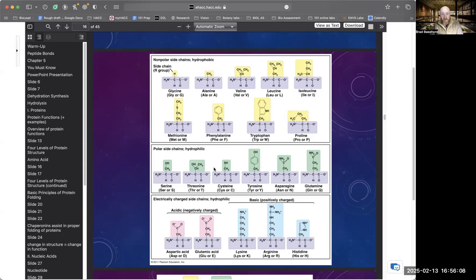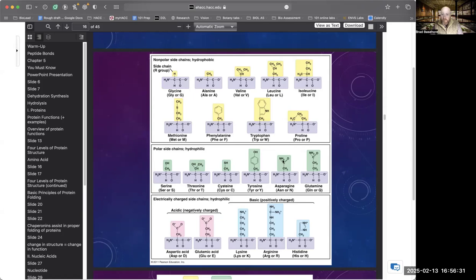Here in these green boxes, these are our polar side chains, so you see a lot of oxygens. If you think back to chapter 2 and 3, when you have OHs together, that's going to be a polar covalent bond, forming those little tiny partial positive and negative charges. So these are all going to interact with water.